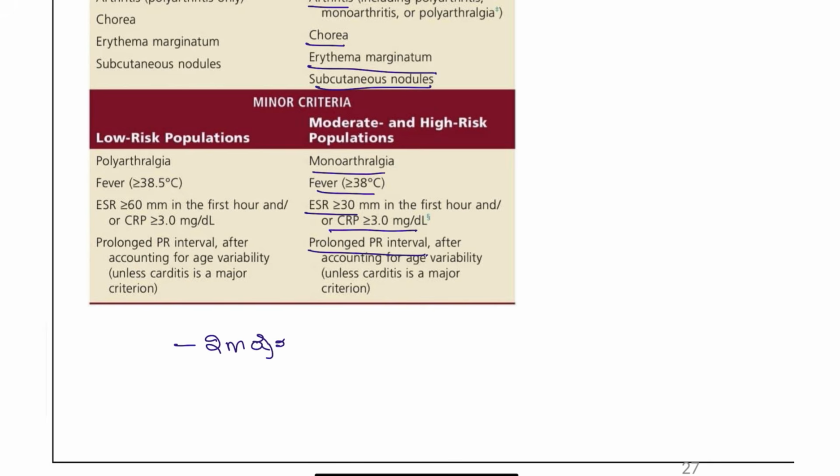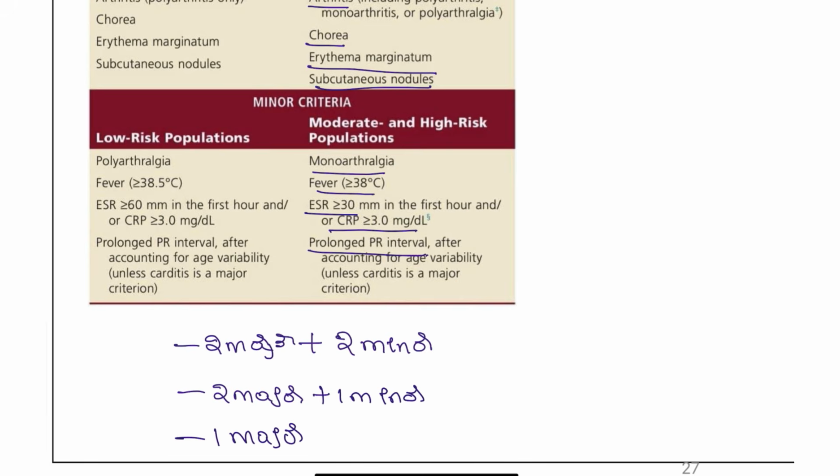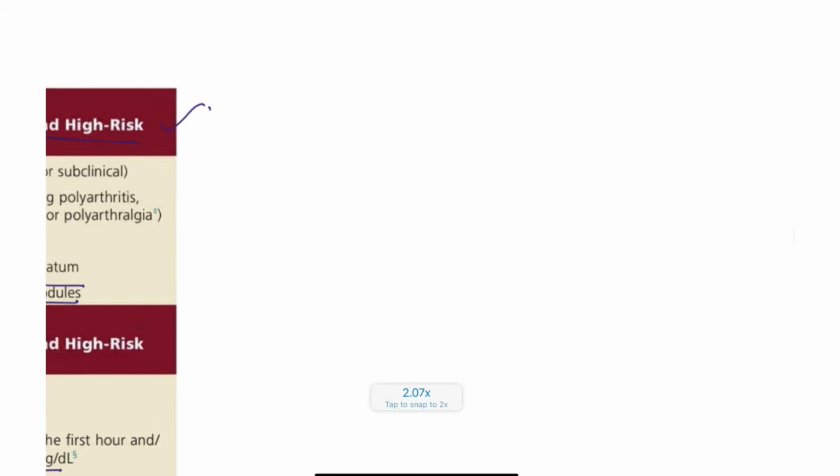Two major plus two minor have to be positive, or two major plus one minor, or one major and two minor. With any of these, you also have to show the ASO titers positive. Then only is rheumatic fever confirmed. And what is the treatment for this patient? IV penicillin is given for this patient. This is the drug of choice for this patient.